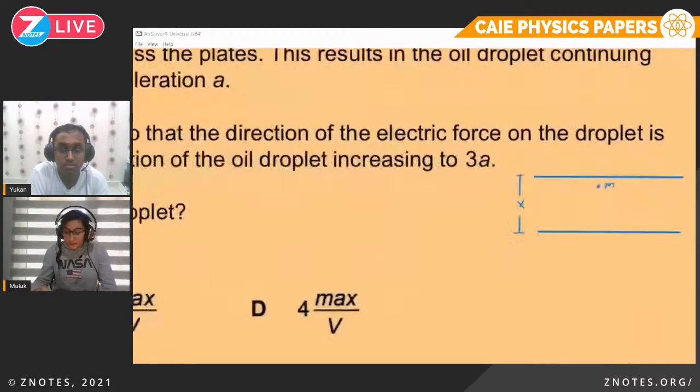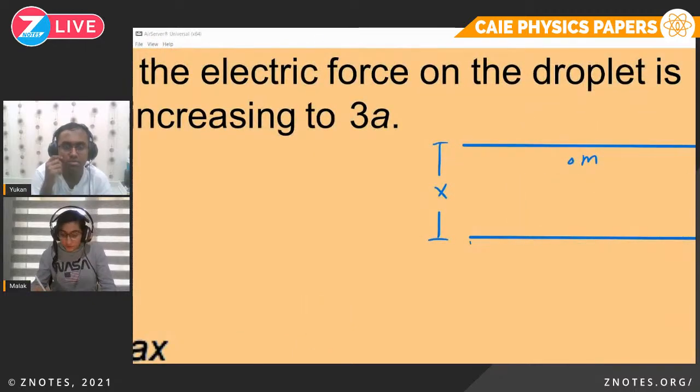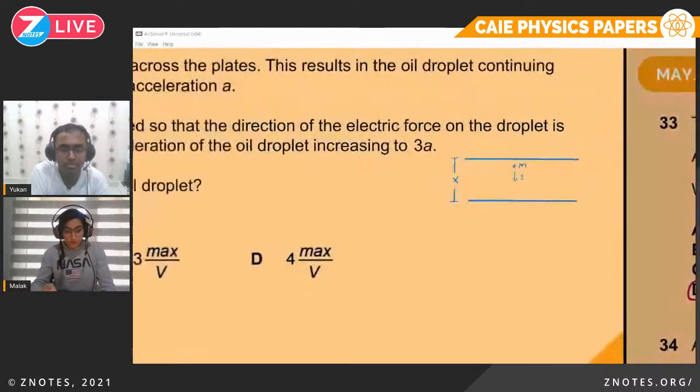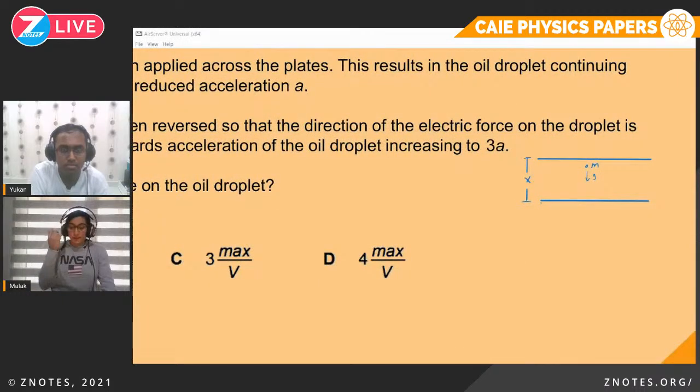At first, it said that it's going downwards at g. There is no force happening, right? So the downwards acceleration is g. Then they tried it again.